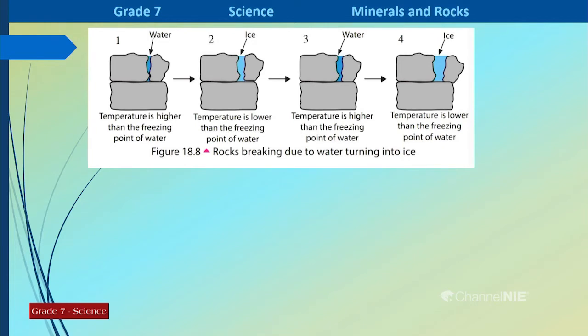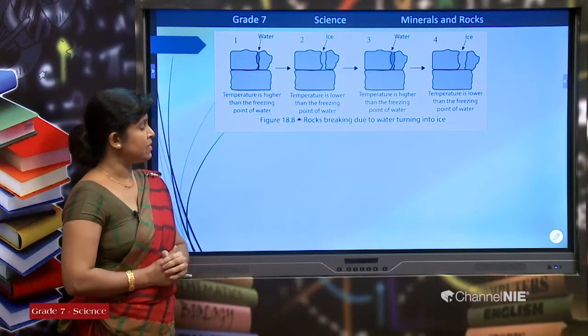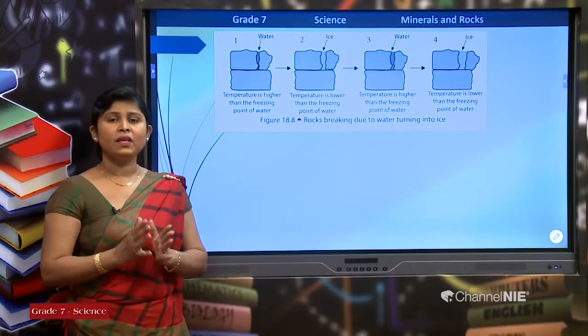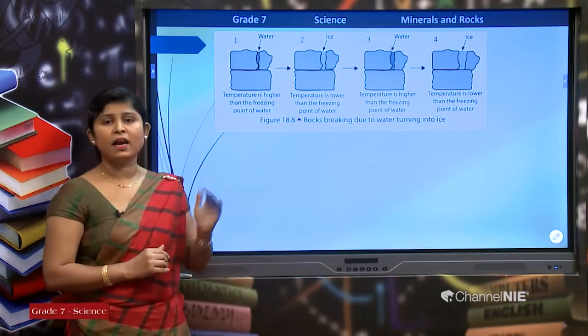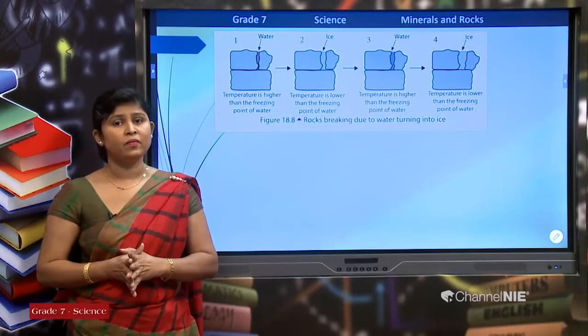When the temperature is lower than the freezing point of water, the water inside the cavity turns into ice. We have learned that when water turns into ice, the volume increases. Then see what has happened to the cavity. The cavity has enlarged. Once again the temperature is higher than the freezing point, then ice melts and turns to water. Then again the temperature is lower than the freezing point. The water inside the cavity becomes ice, and the size of the cavity has increased. The cavity has increased its size just because of these state changes of water. This also results in the weathering of rocks, right.